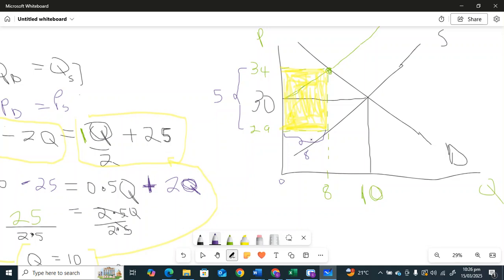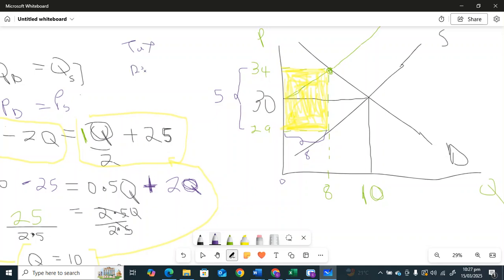So the tax revenue for the government, you're going to do 8 times 5. Basically the area of this box here. So the tax revenue is just the area of that box. The tax revenue, 8 times 5, that is 40 kwacha.